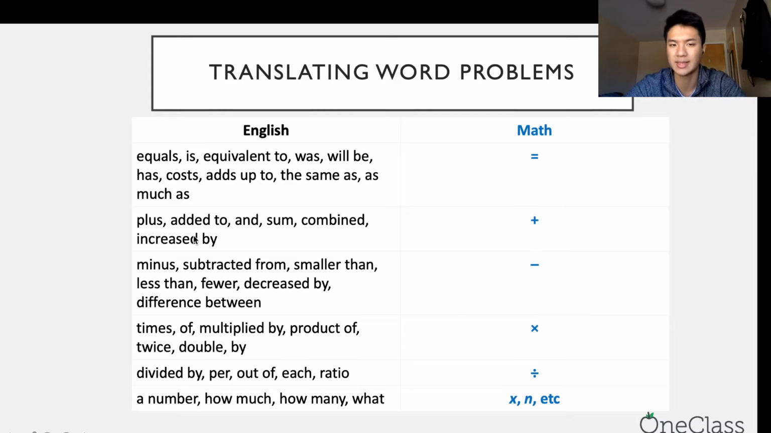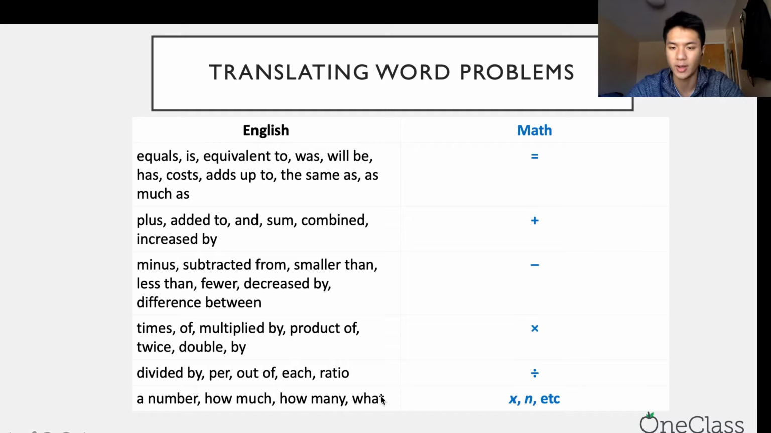Plus can be plus, added to, sum, combined. Minus can be subtracted from, decreased by, the difference between. Multiply could be times, product of, twice, double. Divided by can be out of, each, ratio. And a variable can be a number, how much, how many, or what. It's up to you to define what that variable is.